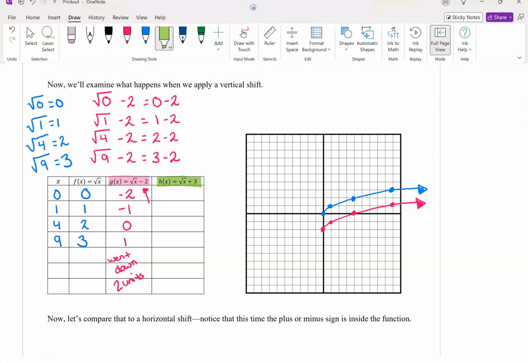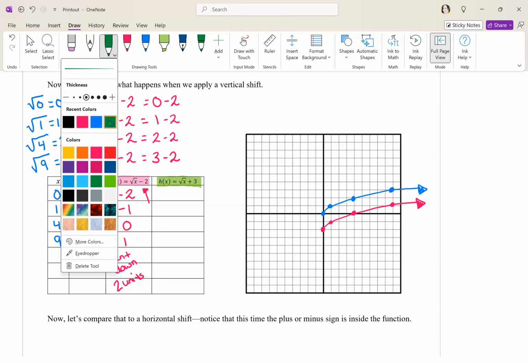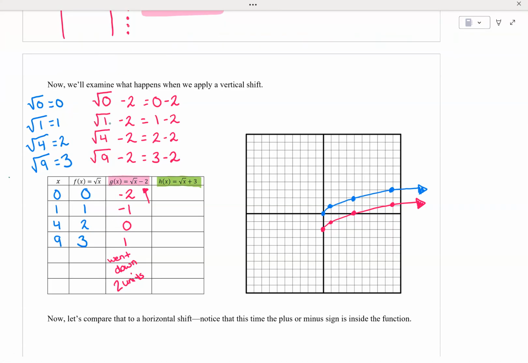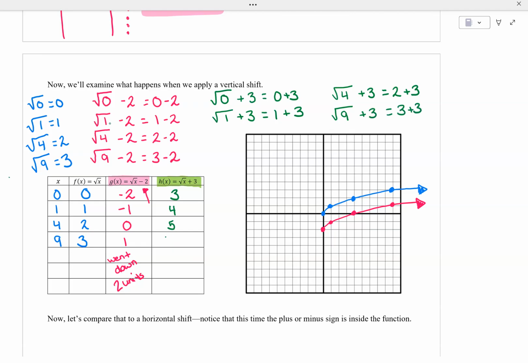The next one we're going to do is a plus 3. So we're still going to plug in our original x's because I know what the square root of 0 is. That's 0. And 0 plus 3 is 3. I know what the square root of 1 is, so I can do that. Square root of 1 is 1 plus 3 is 4. I can take the square root of 4, which is 2. 2 plus 3 is 5. I know what the square root of 9 is. That's 3, and 3 plus 3 is 6.